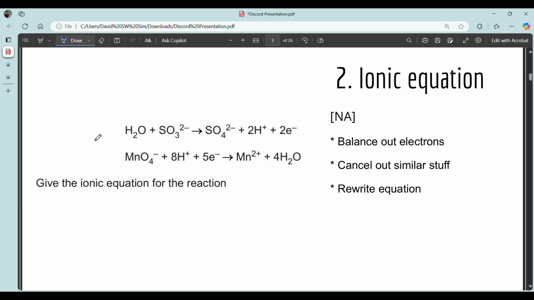This is one of those questions where it's actually quite easy, but you still see a lot of people making careless mistakes. So I figured that the most error-proof way to solve this is to follow these 3 steps. Number 1, balance out the electrons. Number 2, cancel out similar stuff. And number 3, rewrite the equation.